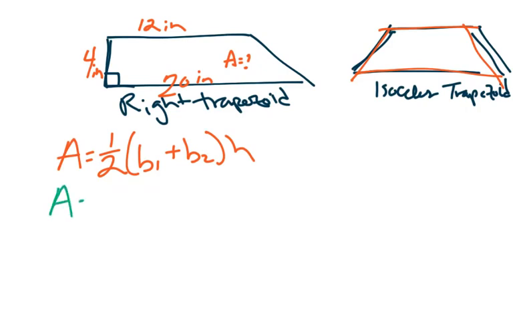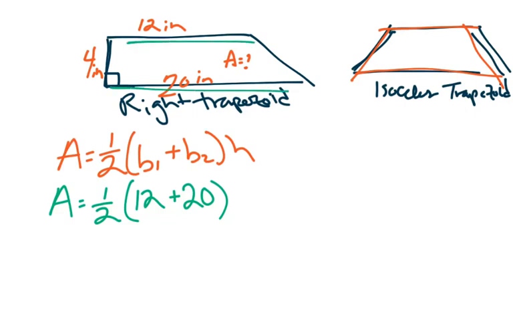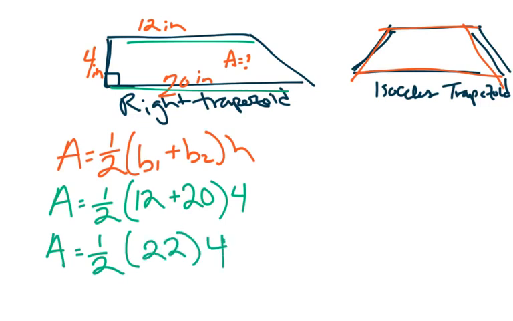Still don't know the area. 1/2 of, I know that one of the bases is 12. I know that the other base is 20. It does not matter which one you decide is base 1. Since you're adding them both together anyway, you could say 12 plus 20 or 20 plus 12. It's fine. My height is 4 inches. Now I'm going to follow order of operations. Starting inside my parentheses, area equals 1/2 of 22 times 4.